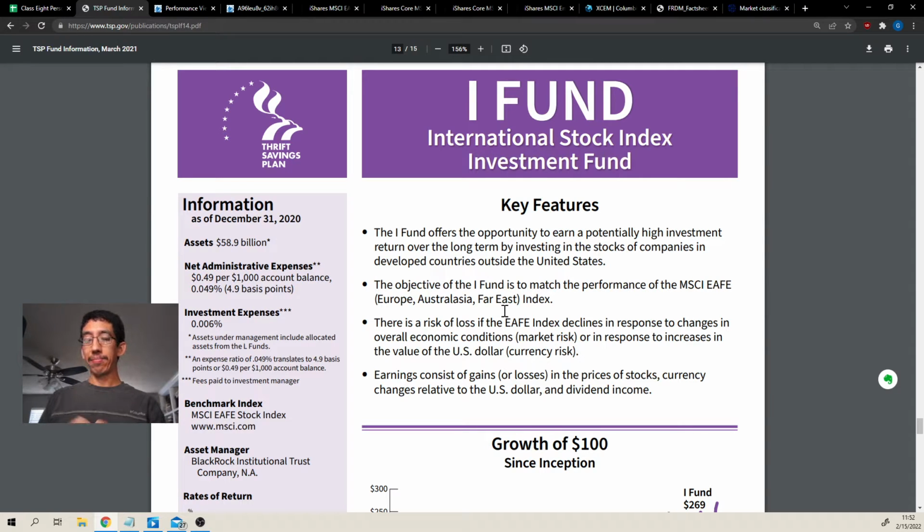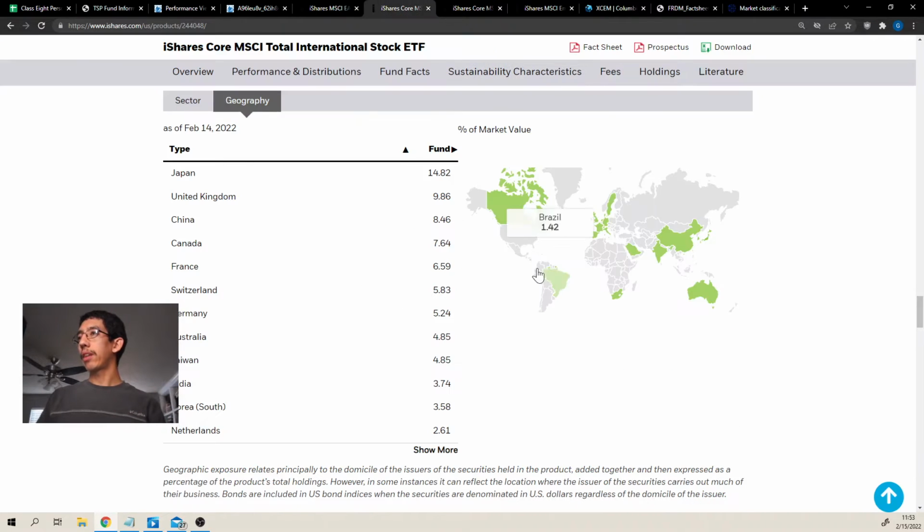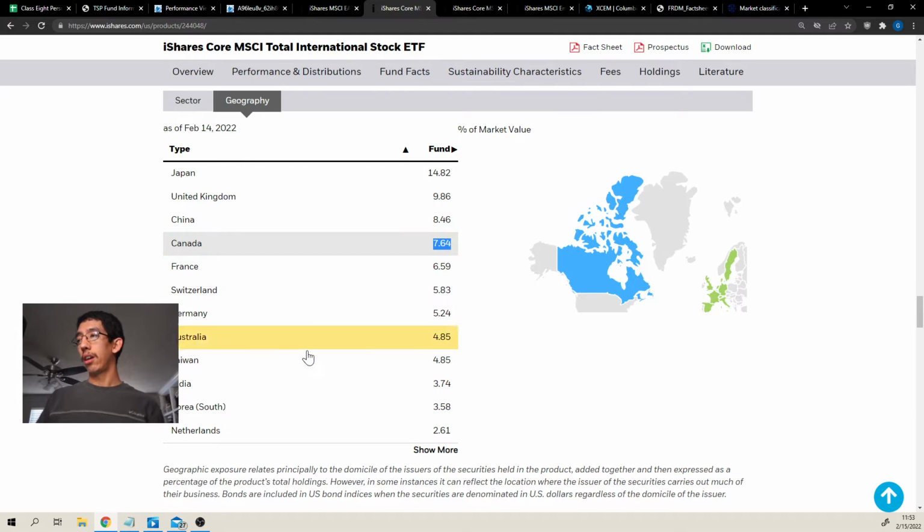Now maybe that's not too significant. You could check over here and just kind of get a read. Canada is 7.64% of the total international stock ETF. So I'm not saying you necessarily want to put a Canada fund separately in your Roth IRA. You could do that, but it's something to be aware of. Or maybe just direct your international funds only in the Roth IRA, or to the greatest extent possible to the Roth IRA.